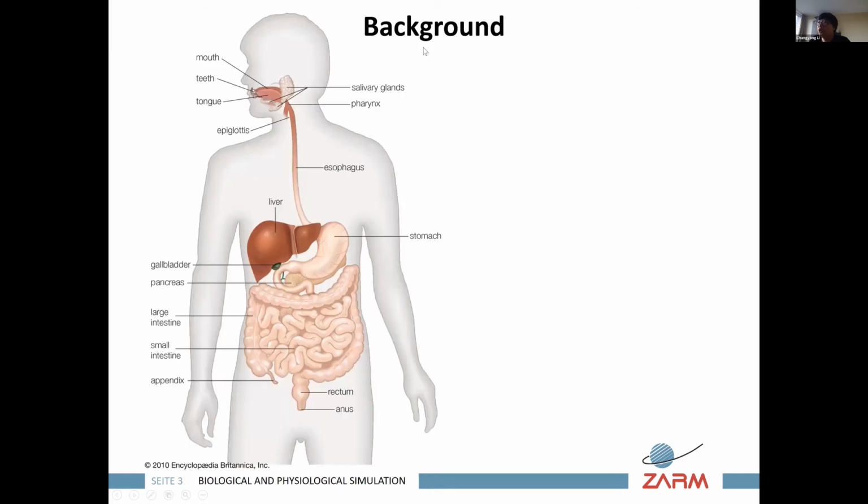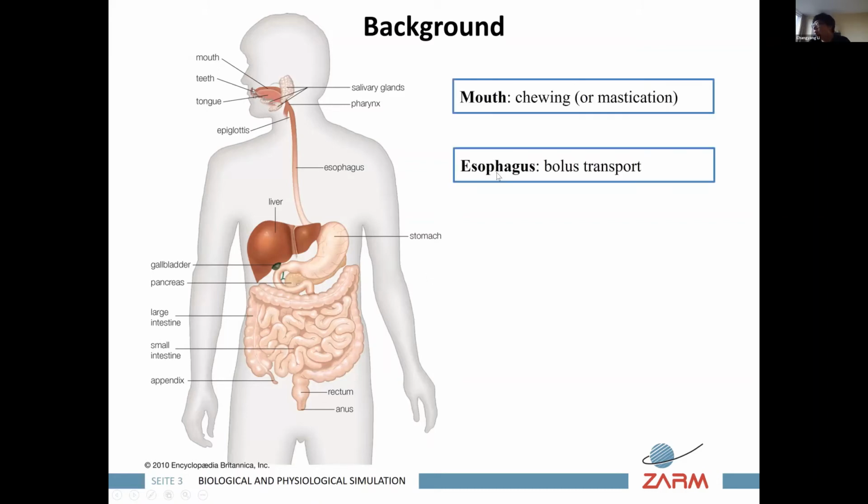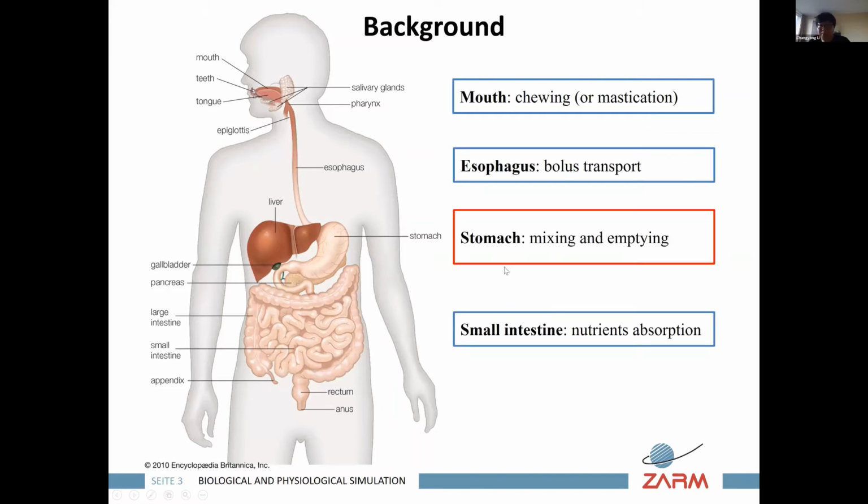The human digestive tract is a complex system of organs and glands. The main parts are the mouth, esophagus, small intestine, and stomach. Most of the digestion happens in the stomach. Understanding the digestion mechanism in the stomach can give better insights for the design of functional foods.